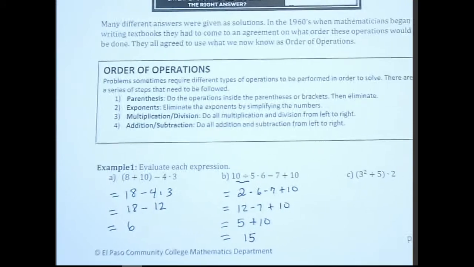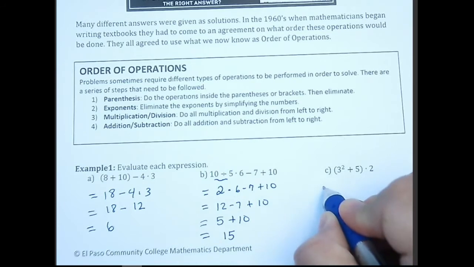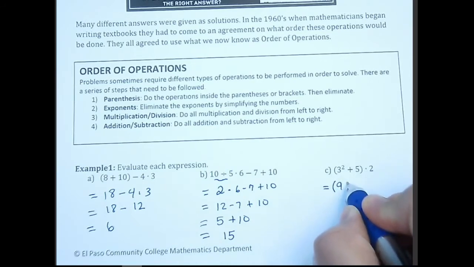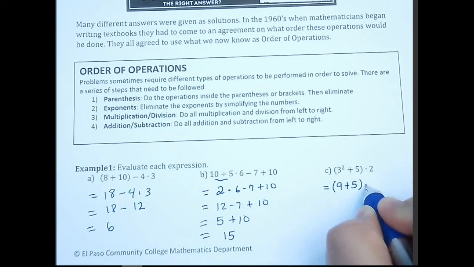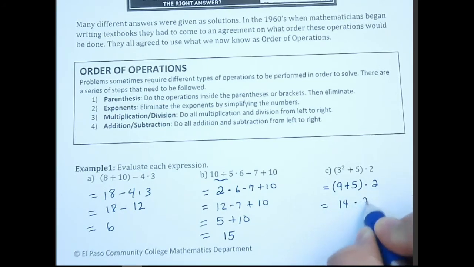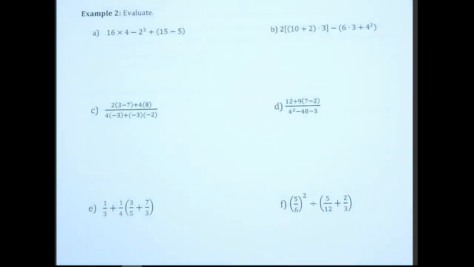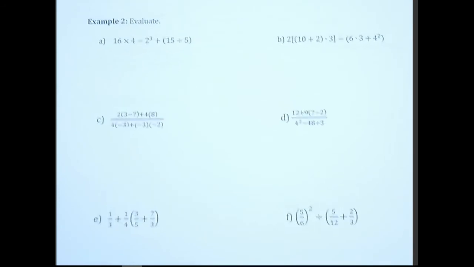Okay, let's look at letter C. 3 squared plus 5 in parentheses times 2. So first we're going to do what's in parentheses. So 3 squared would be a 9. 9 plus 5 is 14. And 14 times 2 is 28. Okay, let's try a few more examples.